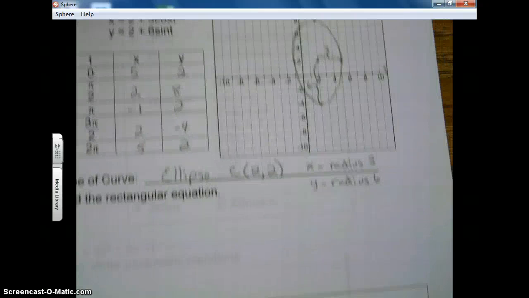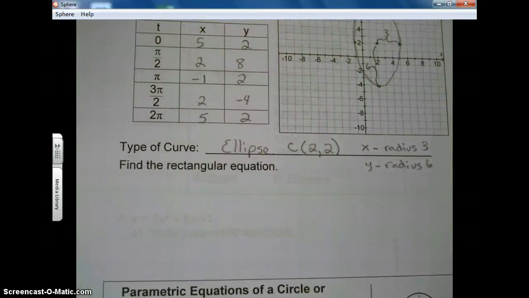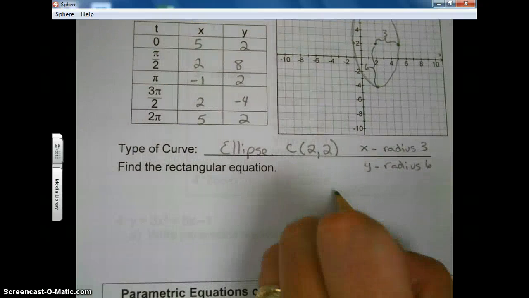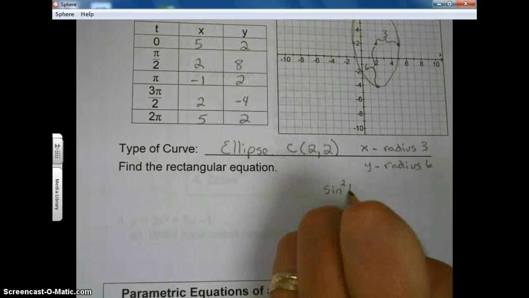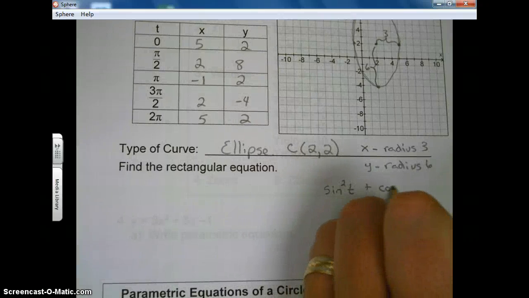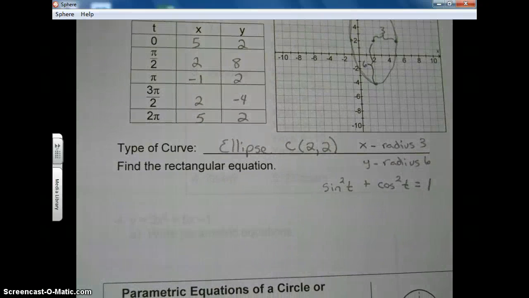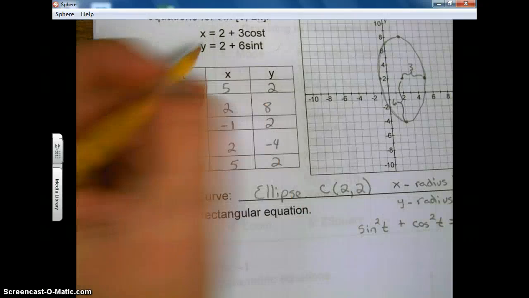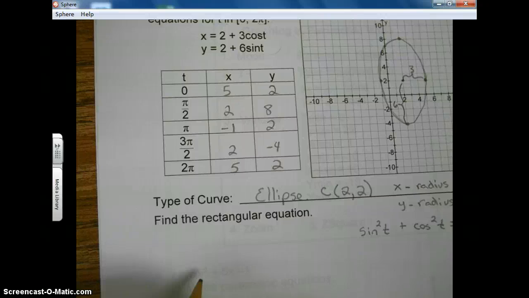Okay, it's important. Now we want to find the rectangular equation. Again, we need that equation that's using sines and cosines. So sine squared t plus cosine squared t equals 1, Pythagorean identity. And again, we're going to take these equations and solve for cosine t and sine t. So go ahead and pause the video and do that.